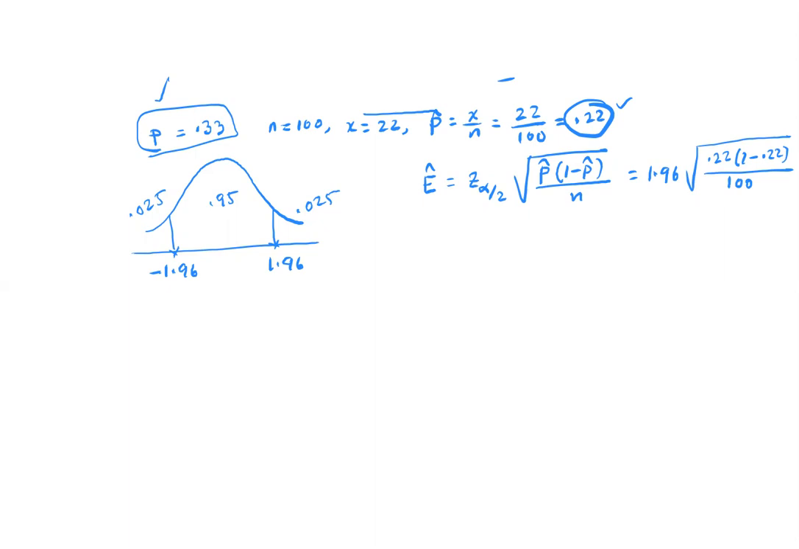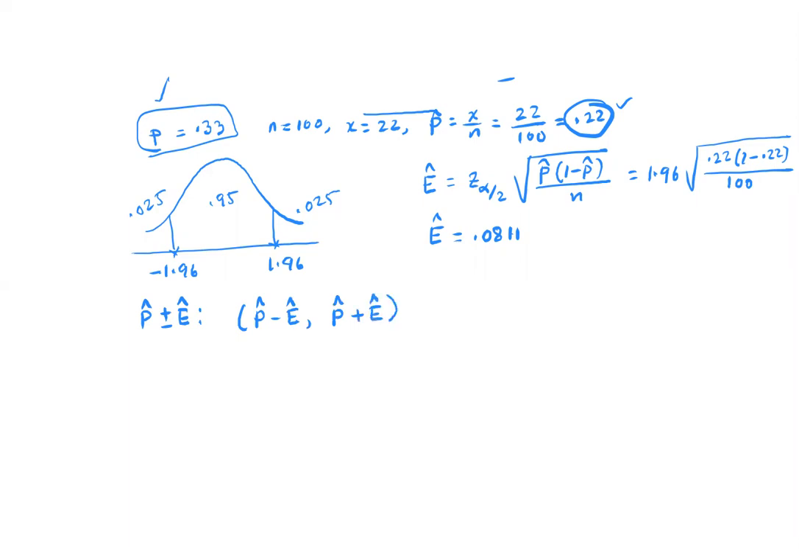0.22 times 0.78 divided by 100, to the power 0.5, times 1.96, which gives me E hat equal to 0.0811. So your confidence interval is going to be p hat plus or minus E hat, which gives you p hat minus E hat, comma, p hat plus E hat.